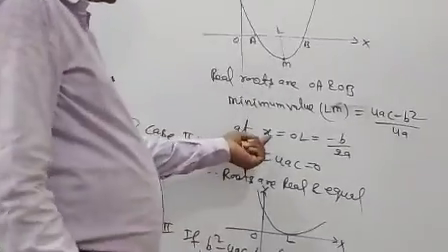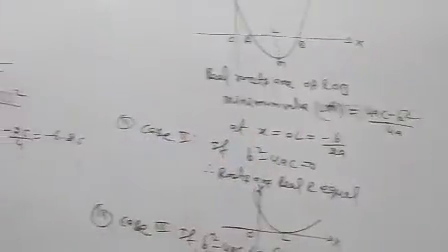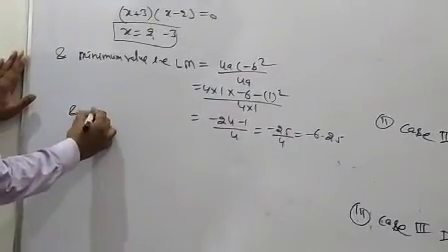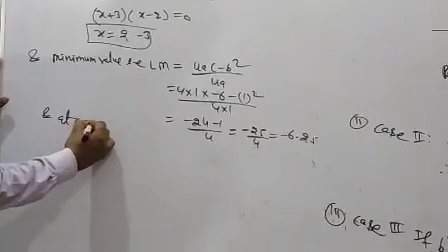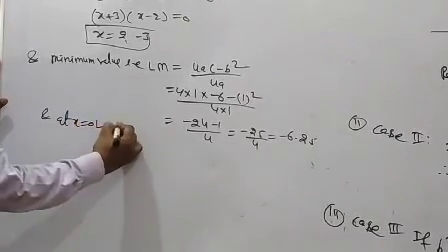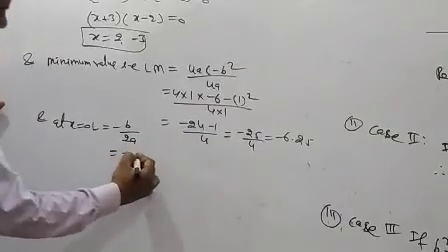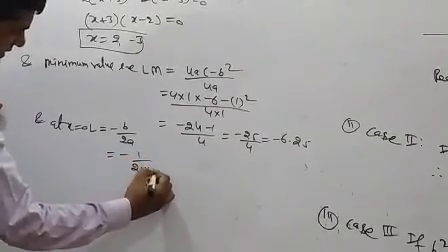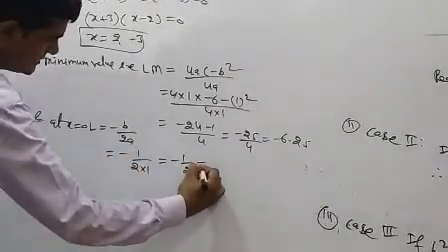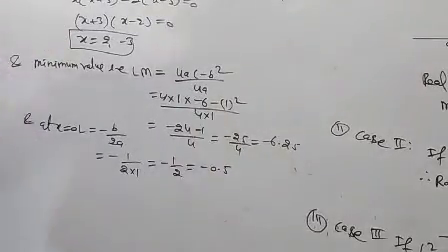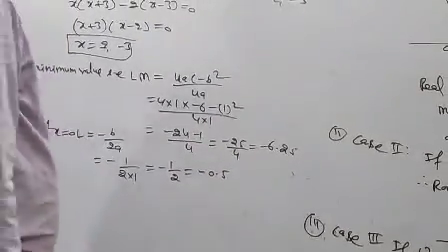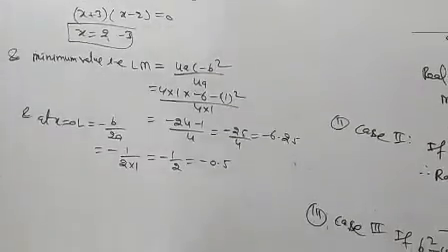Last one, we have to find the x value, that means OL. x is equal to OL, which means minus b upon 2a. Minus b means 1, and a means minus 1 by 2, which is equal to minus 0.5. Any doubt? No? Very good.